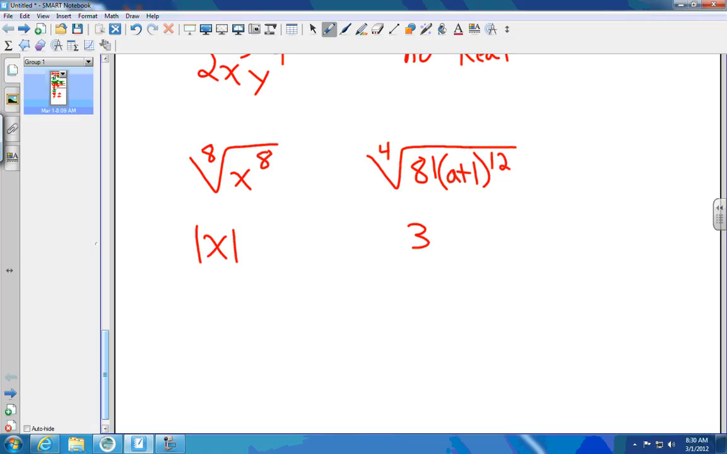Here, though, 12 divided by 4, we're now going to have a plus 1 to the what power? The third. That has to be an absolute value because we have an even index and we end up with an odd exponent. So just this part needs to be absolute value. We're denoting that that has to end up being positive. You won't need to put numbers. If you end up with just a number like we did the 3 there, it doesn't have to be put in absolute value.